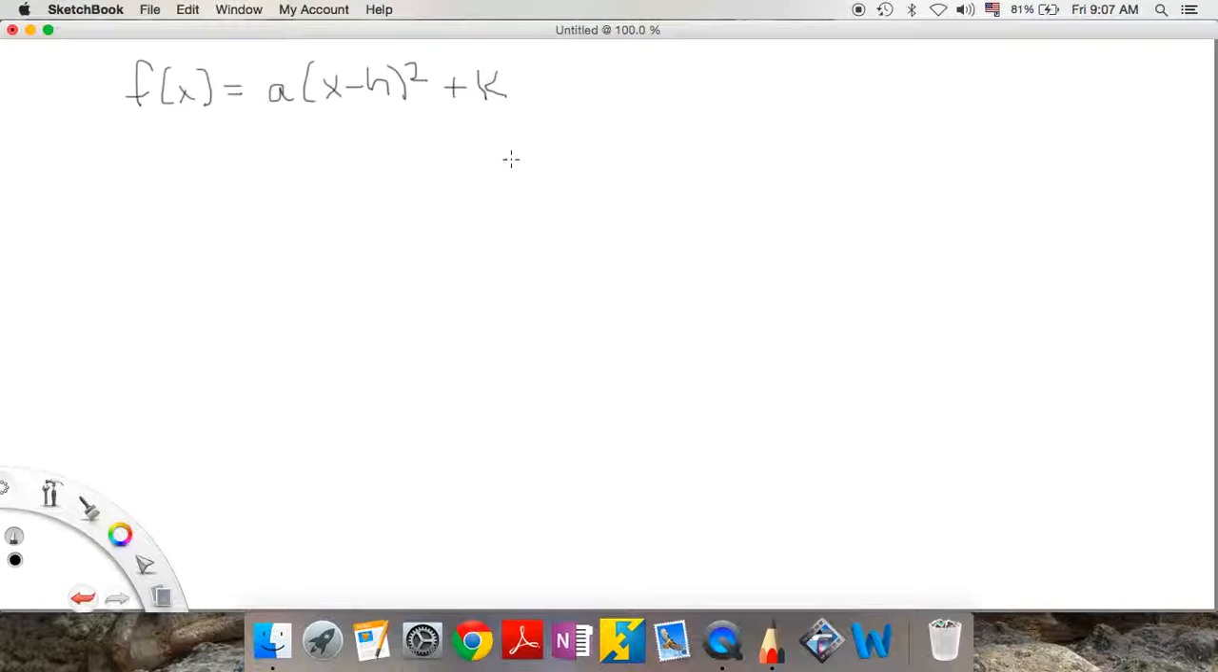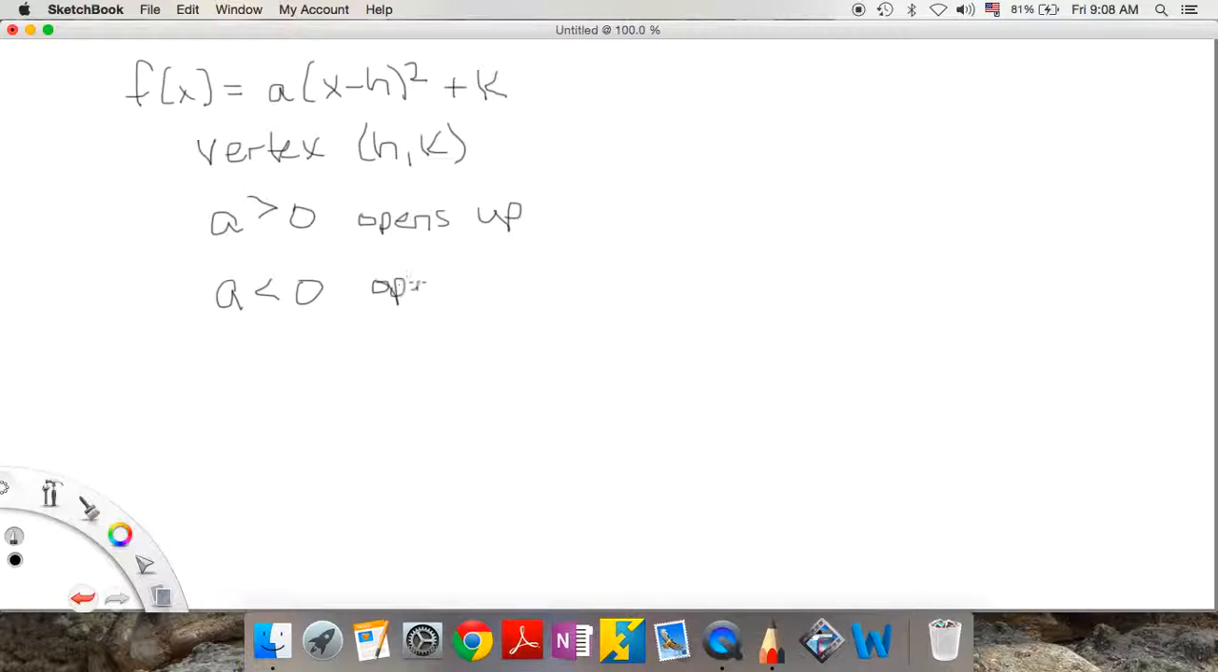Now, the reason this is much more helpful is because we have our vertex. We could just pull it right off here. It's h comma k. Whatever we're subtracting here, whatever we're adding here, that gives us our vertex. Remember, that's the top of the hill or the bottom of the bowl. If our a value, this number out front, is positive, then it opens up, it's a bowl. If our a value is negative, it opens down, it's a hill.